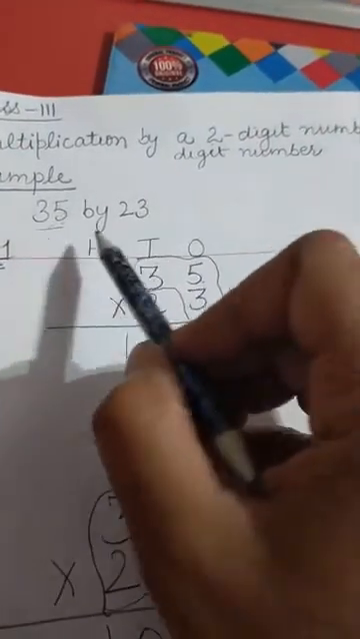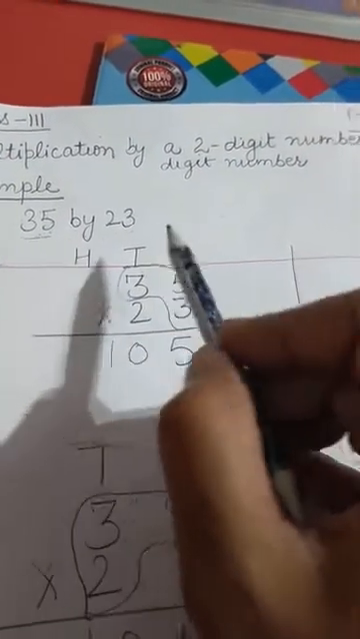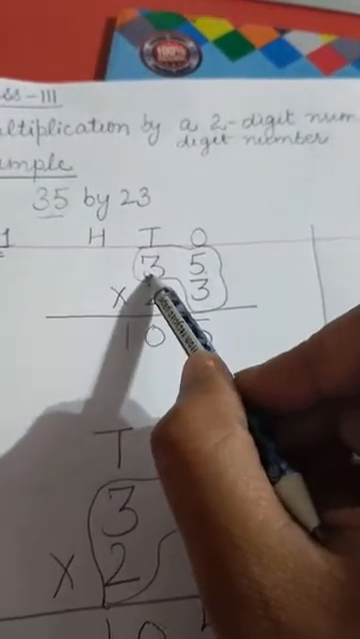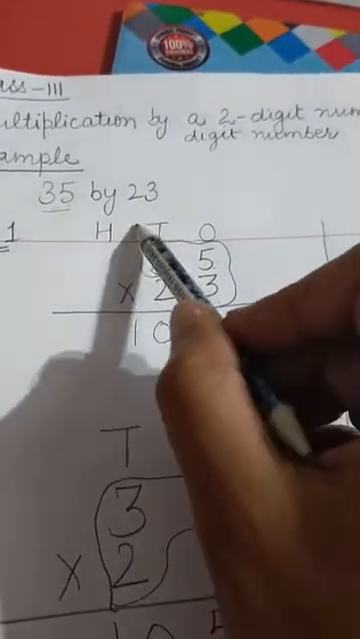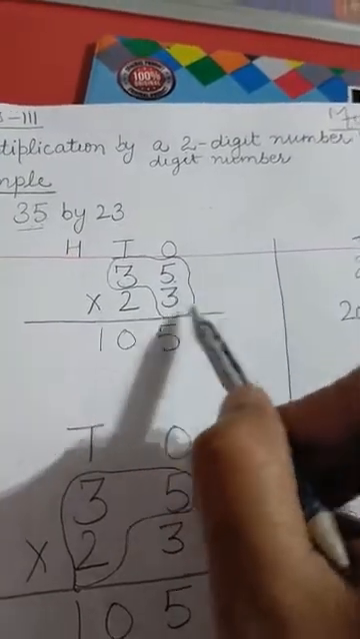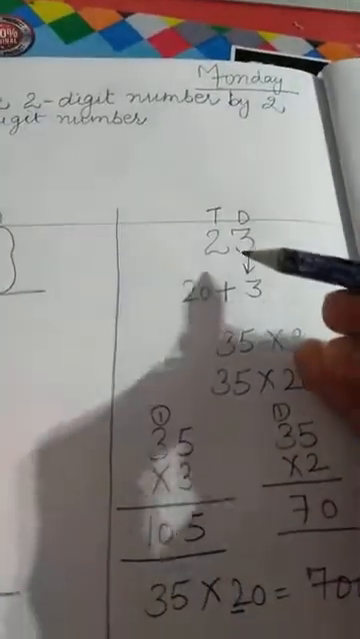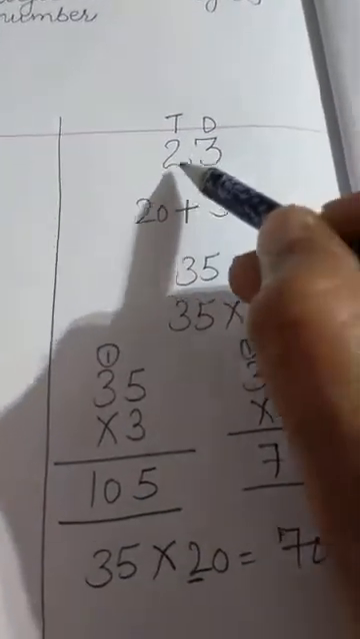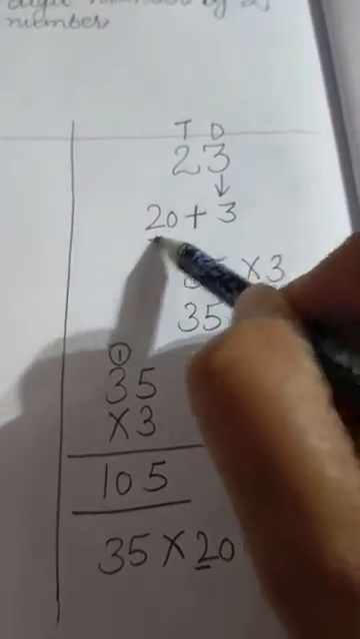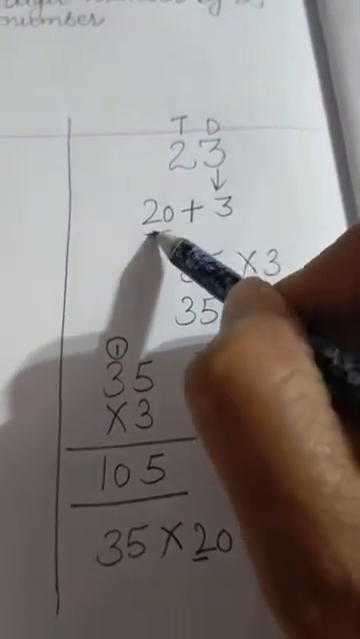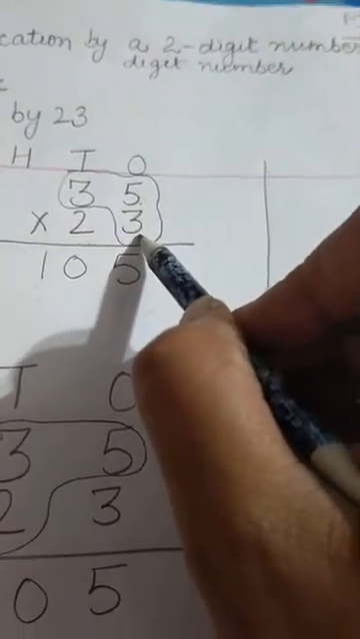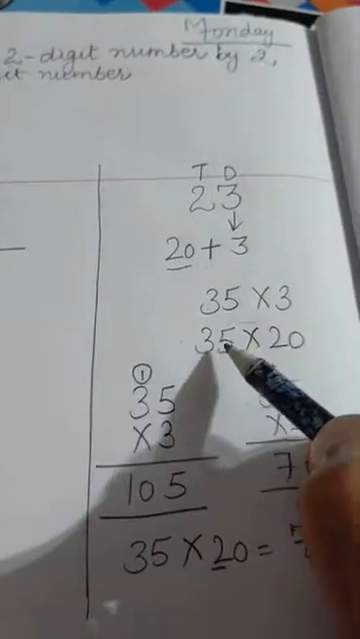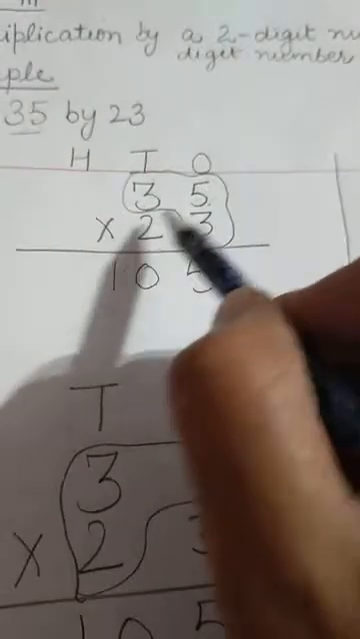First we will write the digits according to their places, ones and tens. There is 35, we will write according to that, multiplied by 23. So how to multiply this? We have to multiply 35 by 23. When we write 23 in the expanded form, what will you get? 20 plus 3. So firstly, 35 will be multiplied by 3. Then in the second step, we will multiply 35 by 20.